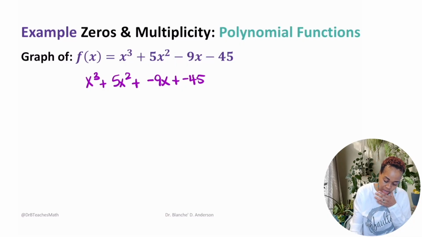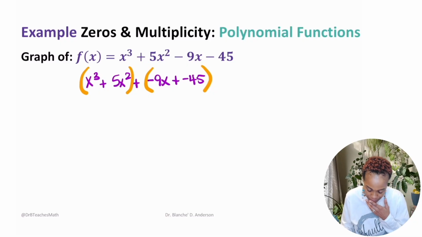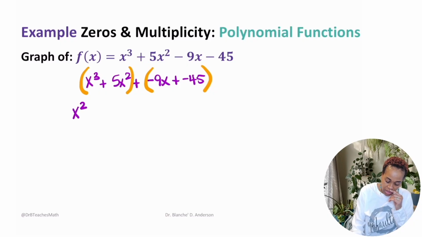Okay. So now I'm going to group. I'm going to group these 2 together, and then I'm going to group these 2 together. A lot of times factor by grouping works the way they're laid out. If not, you just rearrange the numbers, okay? So what can I factor out on this left-hand side? Looks like I can factor out an x squared. And when I factor out an x squared, I'm left with x plus 5. Y'all see that?